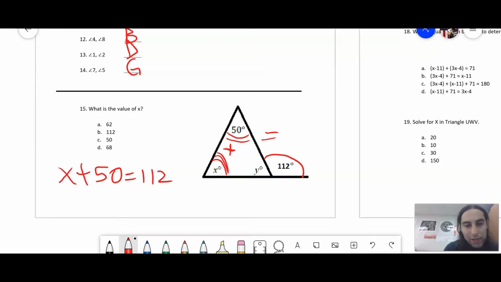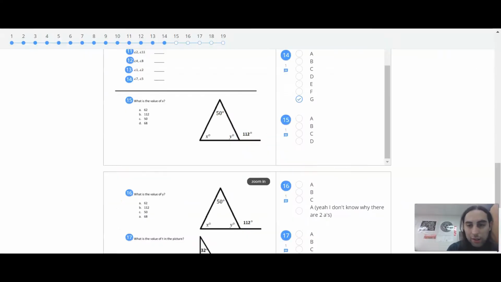To solve for x, I just need to get rid of that plus 50 because I need x, the variable, isolated. So the opposite or the inverse operation of plus 50 is minus 50. If I do it on one side, I do it on the other side to keep the equation equal. So x equals 112 minus 50, which is 62. So 15 is A.